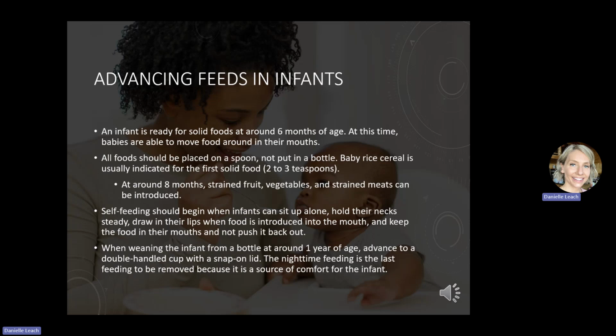We can wean infants from a bottle sometime around 1 year of age. Sometimes it's a little bit before, sometimes a little bit after, depending on the baby. We want to wean to a sippy cup, usually one that has handles with a snap-on lid. The nighttime bottle feeding or breastfeeding is usually the last feeding to be removed because a lot of times it helps the baby fall asleep.